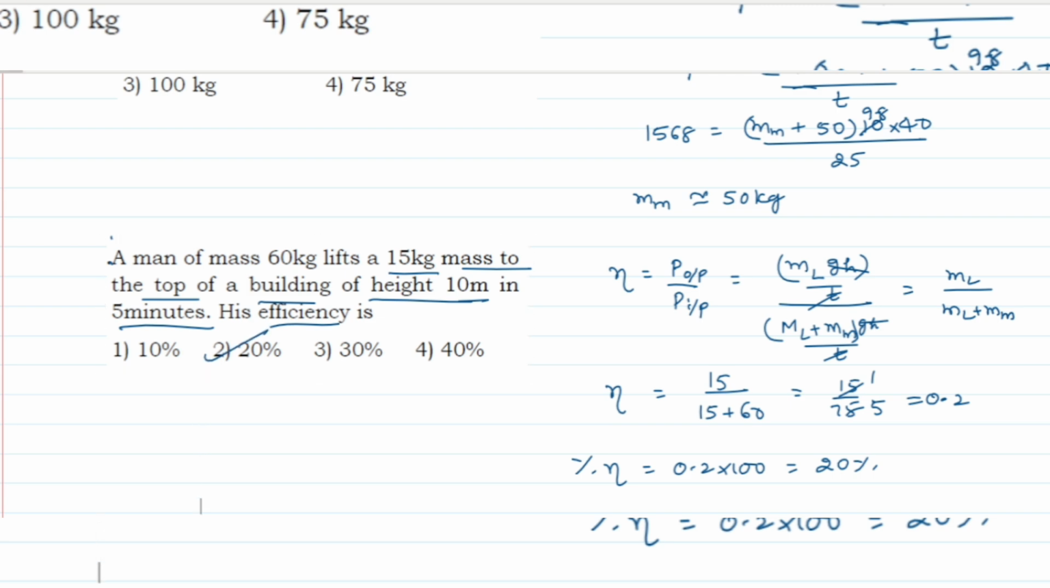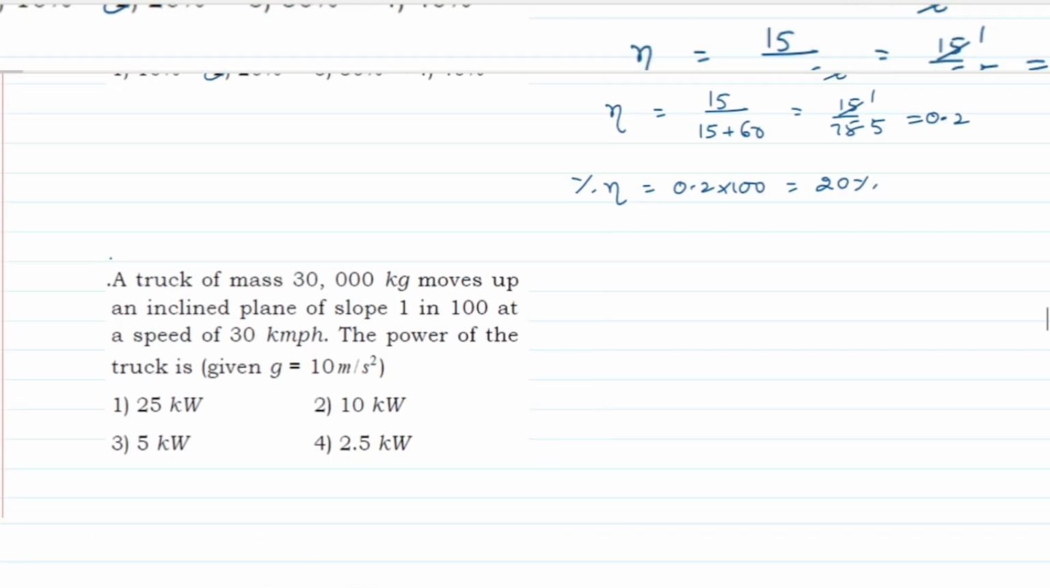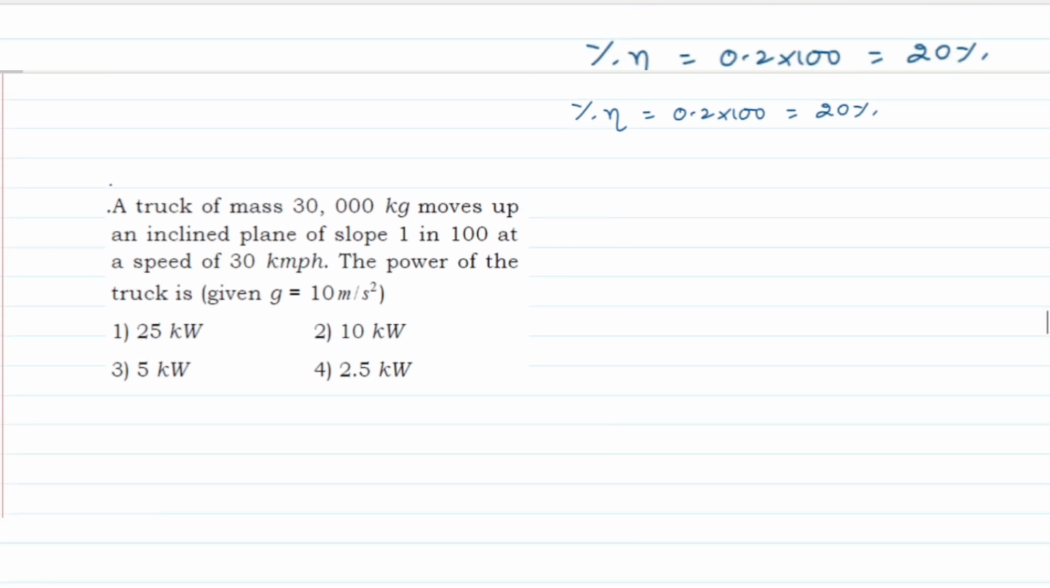Let us see the next question. The next question says a truck of mass 30,000 kg moves up an inclined plane of slope 1 in 100. Students, a slope of 1 in 100 means 1 is the opposite side and 100 is the hypotenuse.